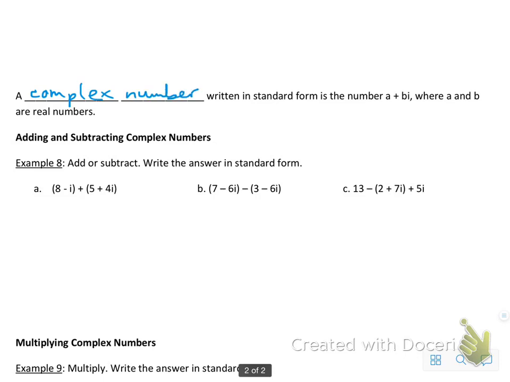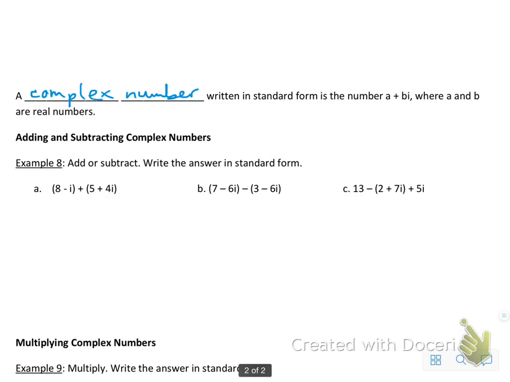Okay, and that's A plus BI, where A and B are real numbers, and you just have a number in front of I. Like we had the -15I. That would be the BI, and there would not be an A at all. So you can add, subtract, and multiply complex numbers just like you would any factors, right? We've been factoring, so we're going to do the same thing.